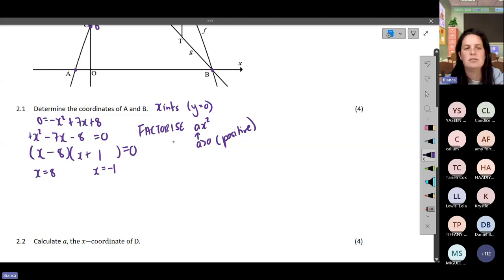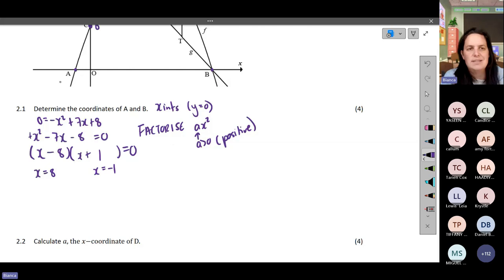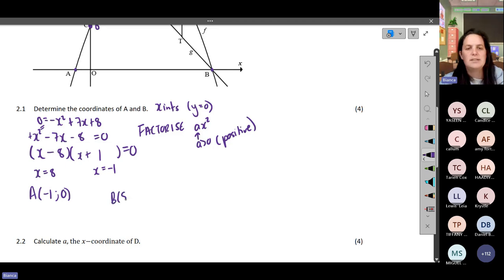And now you need to decide which one goes where. Is A going to be 8 or is A going to be negative 1? Obviously, A is going to be negative 1 and the y value is 0. Remember, you just subbed in y as 0. And then B's value is going to be 8, and you put the 0 over there. Okay, and that's worth 4 marks, guys. Nice marks.